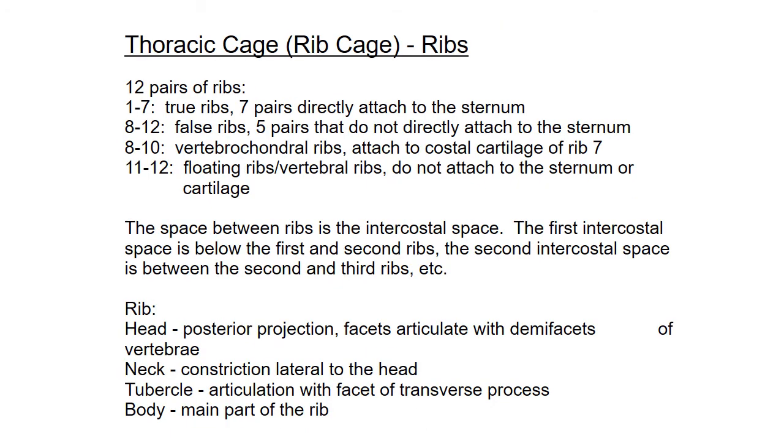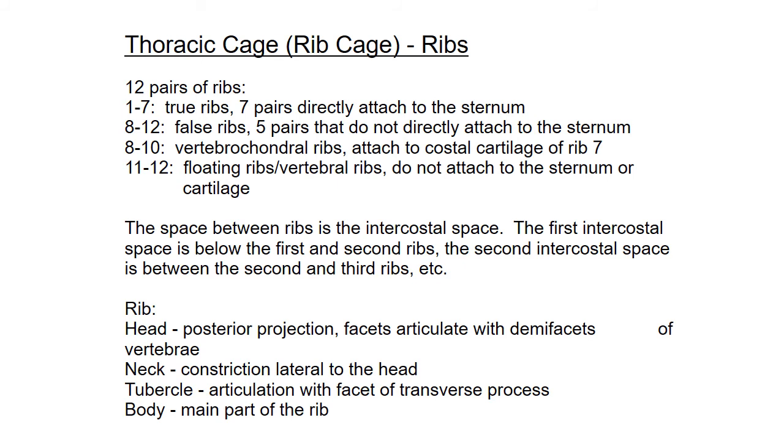So you have 12 pairs of ribs. 1 through 7 are true ribs. Those 7 pairs are attached to the sternum. 8 through 12 are false ribs. There are 5 ribs that do not directly attach to the sternum. Ribs 8 through 12 are called vertebrochondral ribs. They attach to the costal cartilages of rib number 7, so they don't directly attach to the sternum. 11 and 12 are floating ribs, also called vertebral ribs, since they do not attach to the sternum or any cartilages.